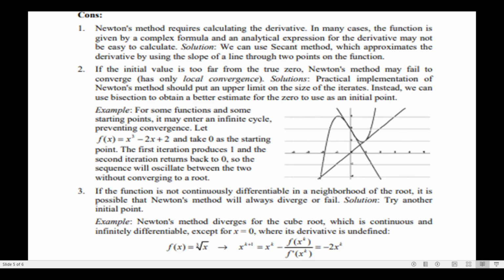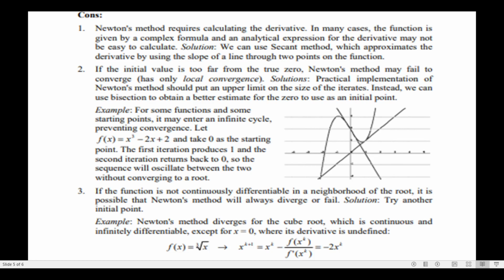The first one is that Newton's method requires calculating the derivative. In many cases, the function is given by a complex formula and an analytic expression, so the derivative may not be easy to calculate. Sometimes the given function is a complex one and we are unable to find its derivative. The solution: in such cases, we can use the secant method, which approximates the derivative by using the slope of a line through 2 points on the function.